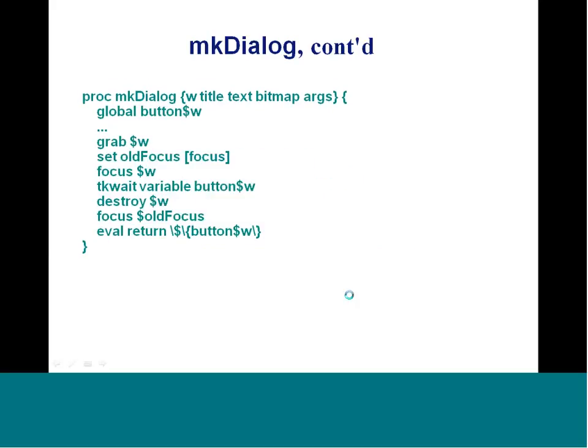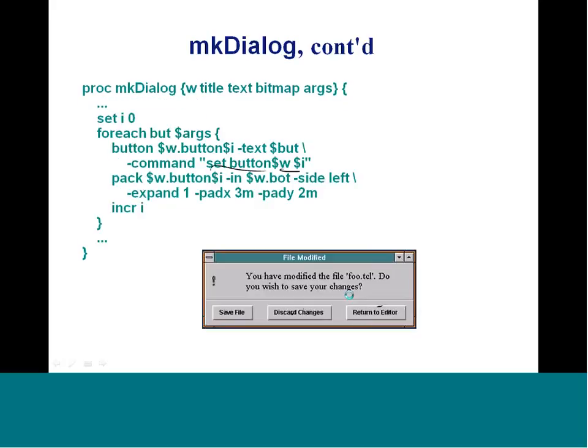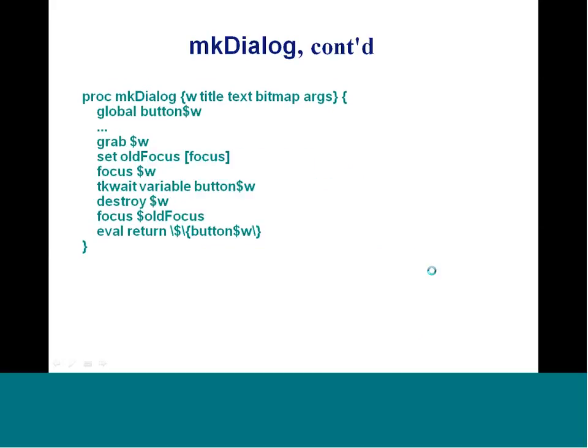And then finally we use the button. Here, if you notice, the buttons are either save file, discard changes, or return to editor. So we define this button $w, and then we grab the window manager, set old focus to focus, and then we do this focus for the window. We do a tkwait variable button and $w, and then we destroy that window, and then restore the focus with the focus command for the old focus. And then we just return the value of the button.